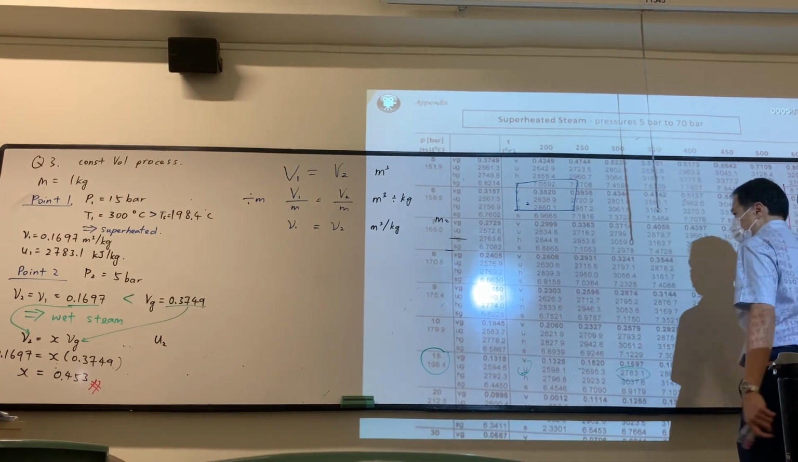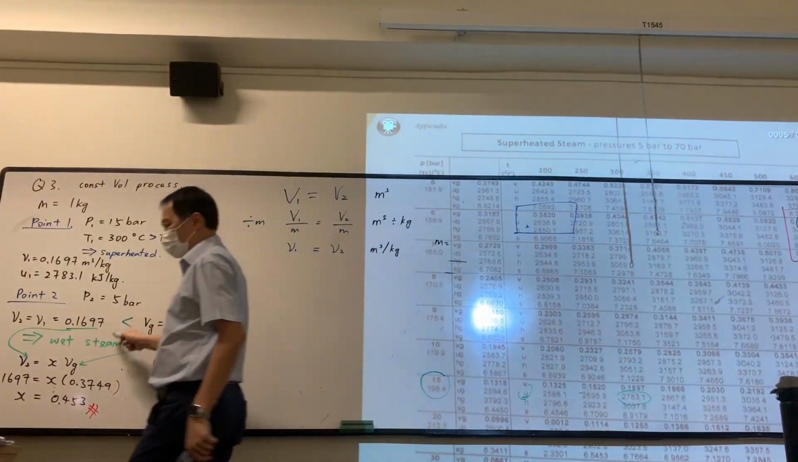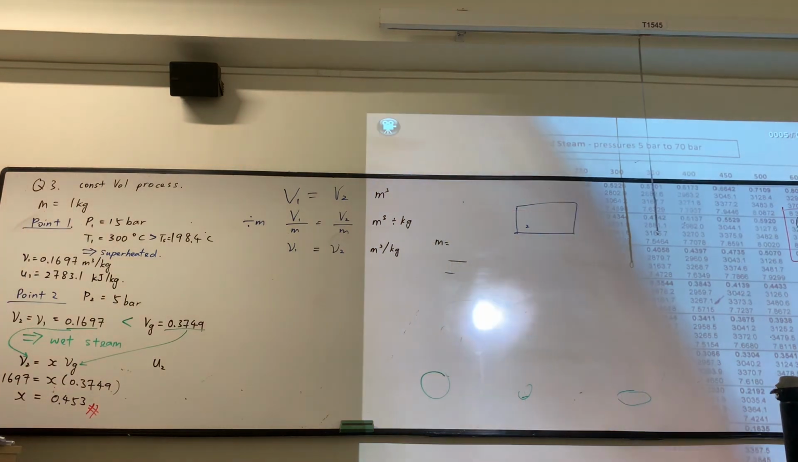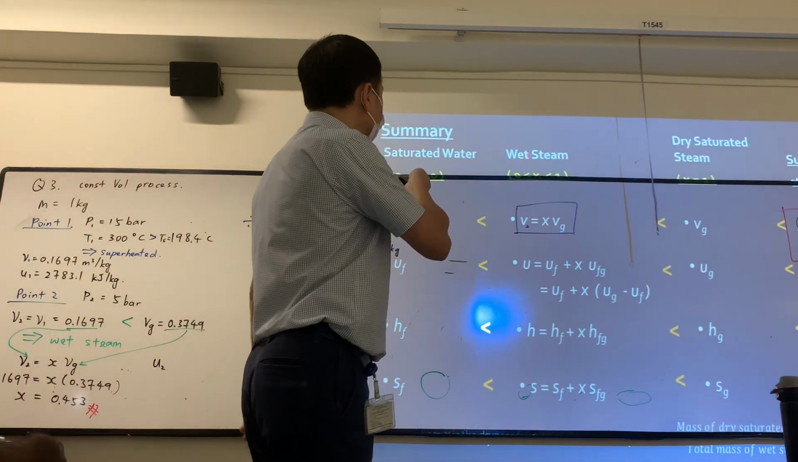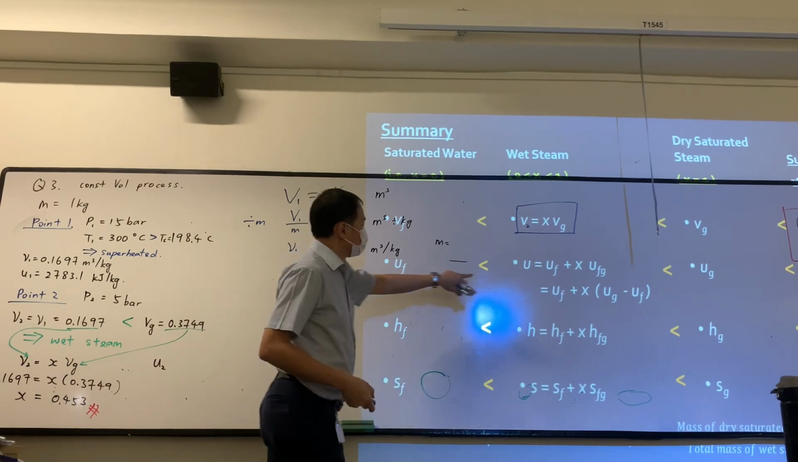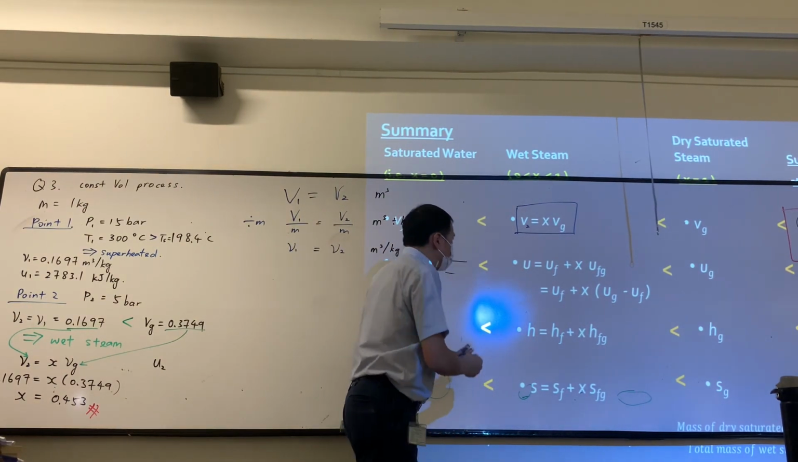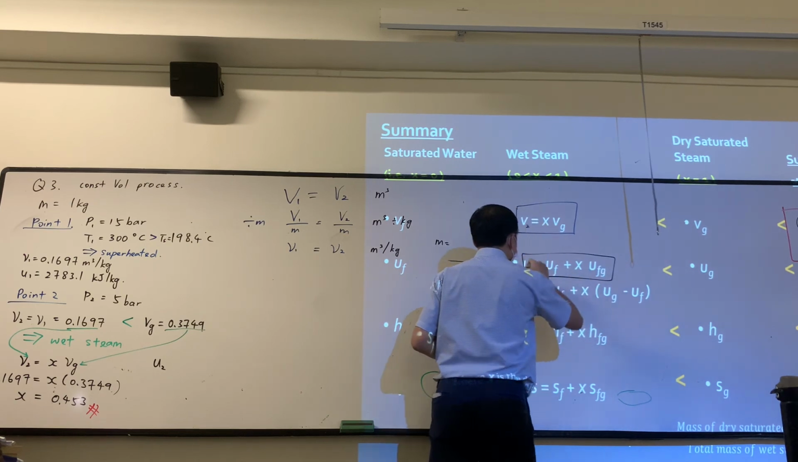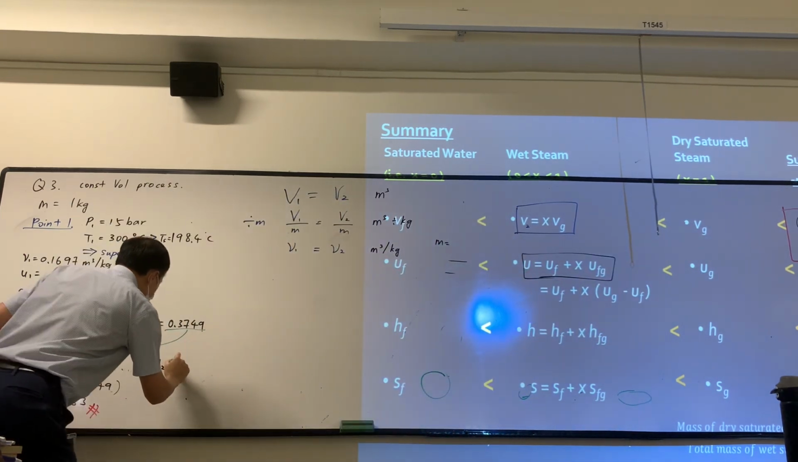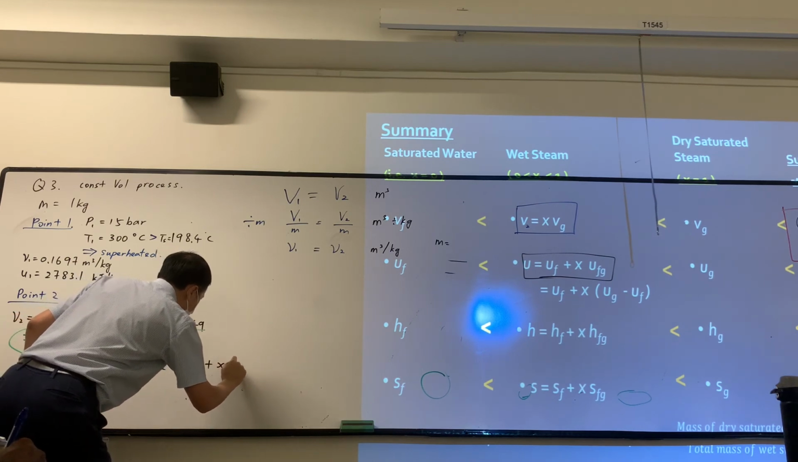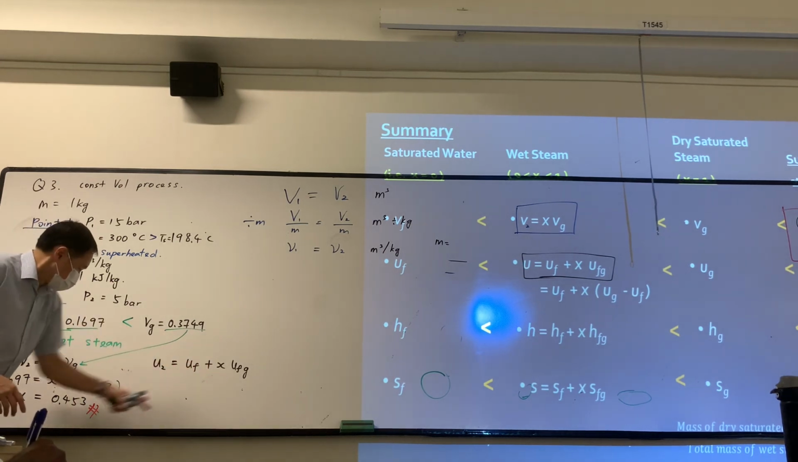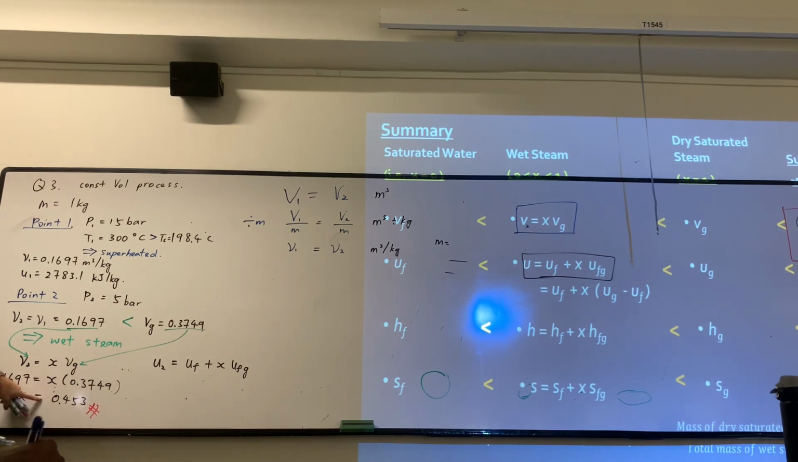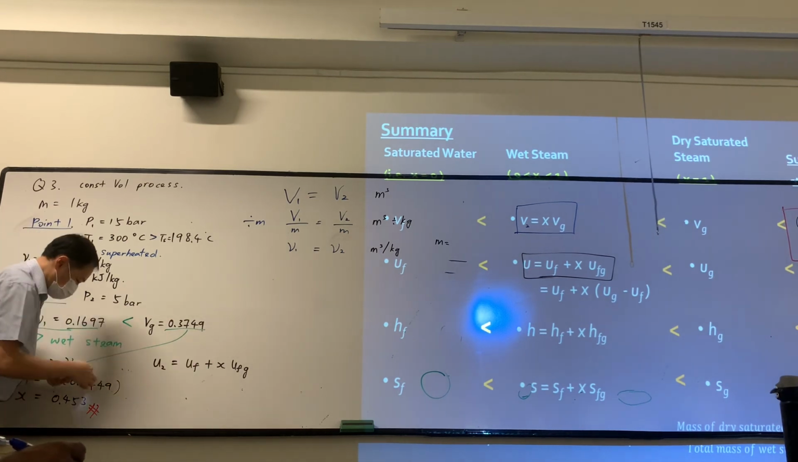Next, find U2. U2 is not superheated, it is wet steam. Remember this one? For wet steam, U is UF plus X UFG. So U2 is UF plus X UFG. X is the dryness fraction we found here, this value.